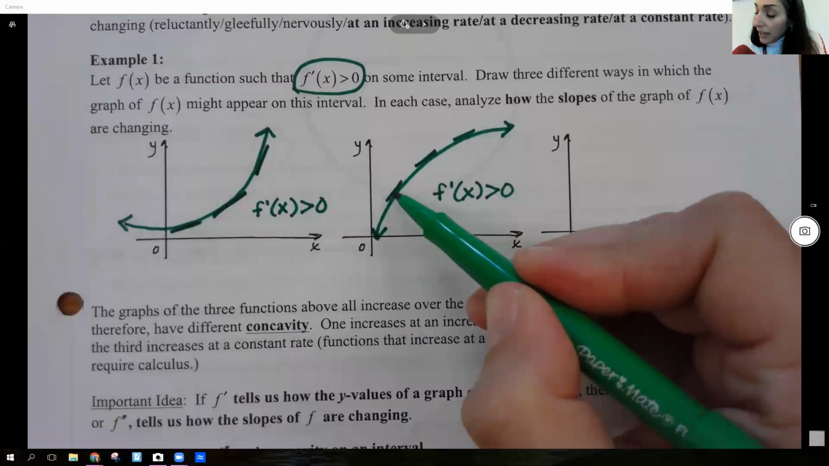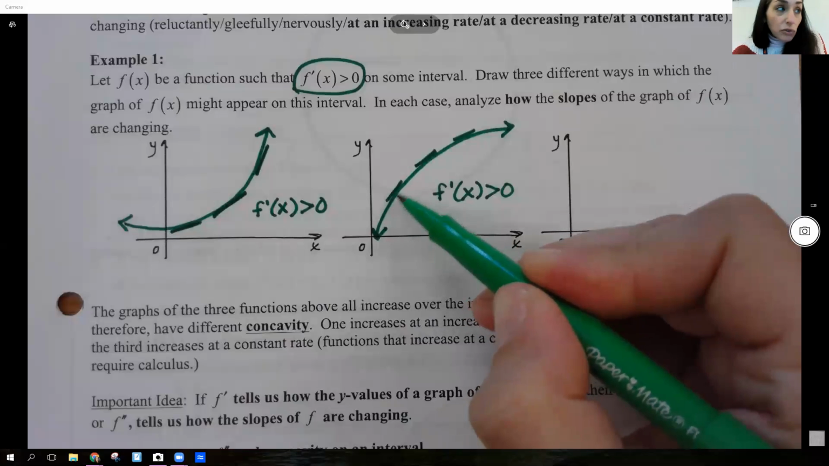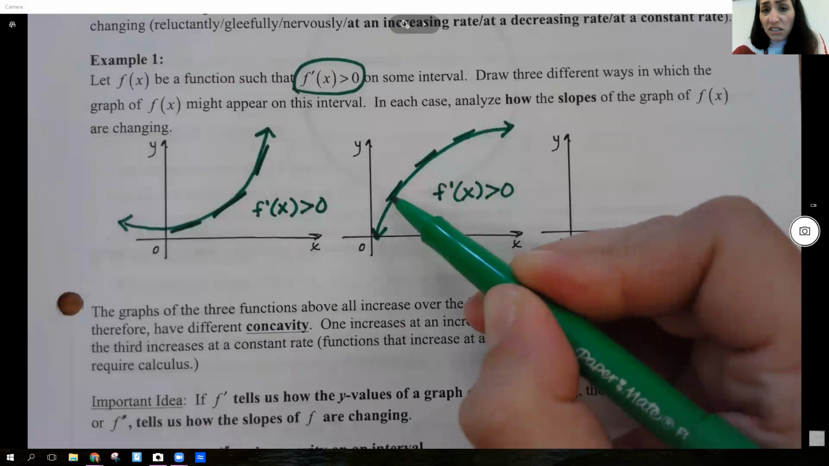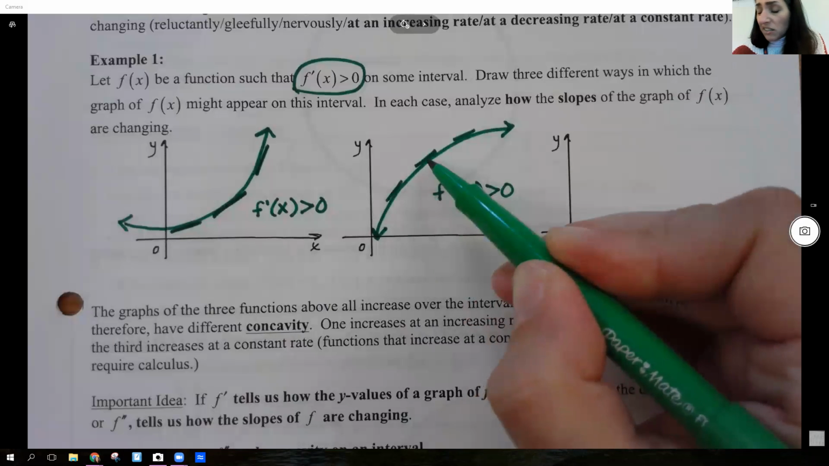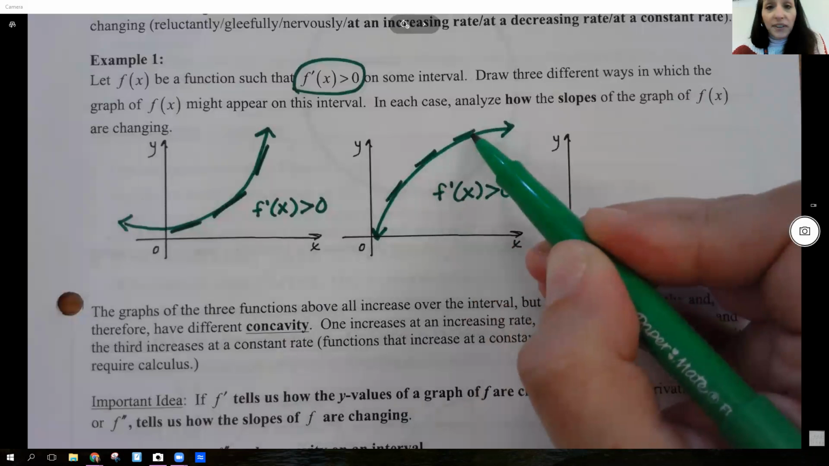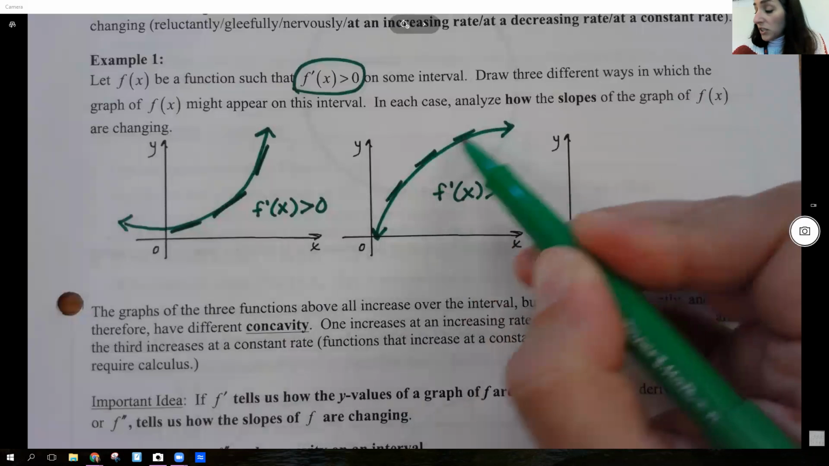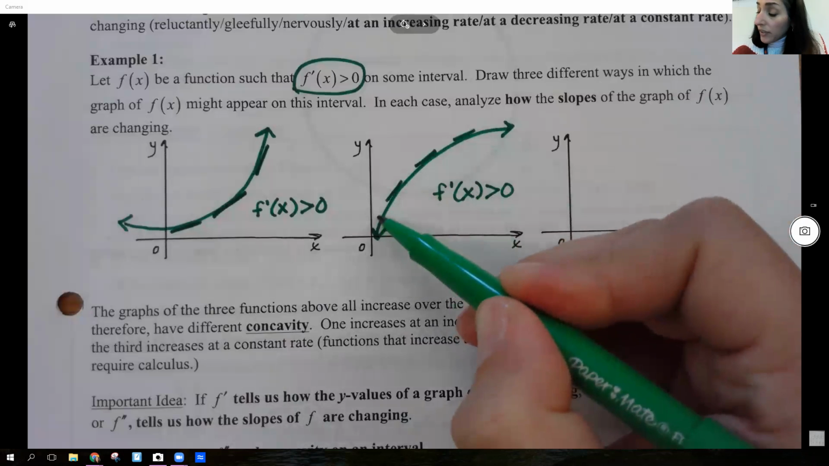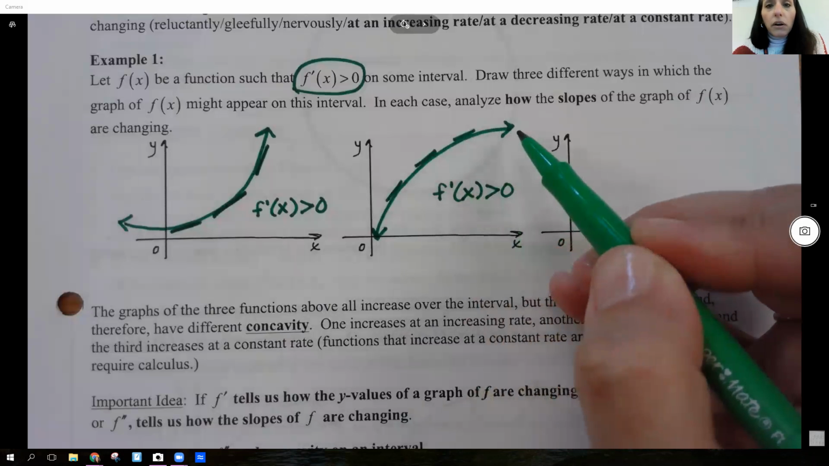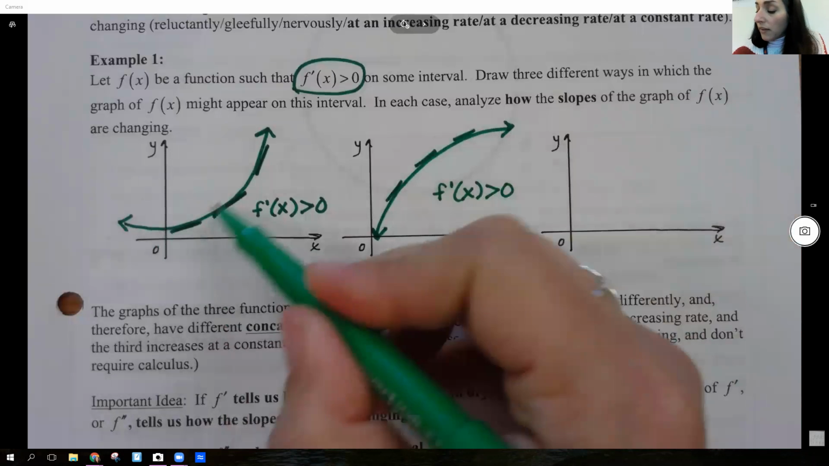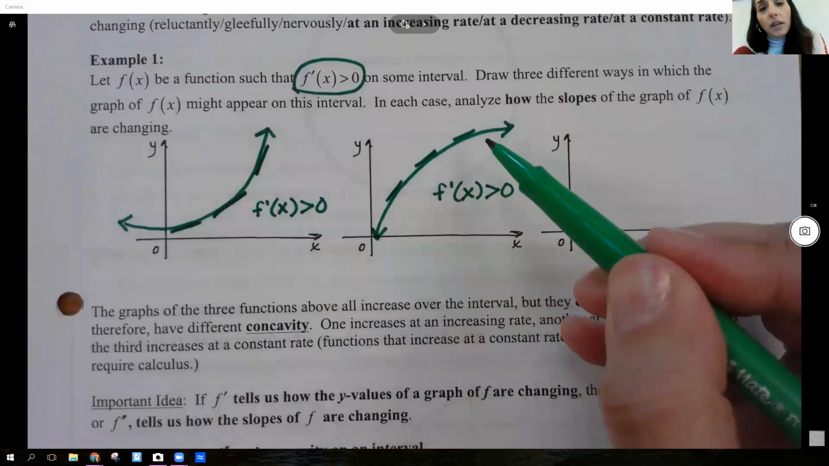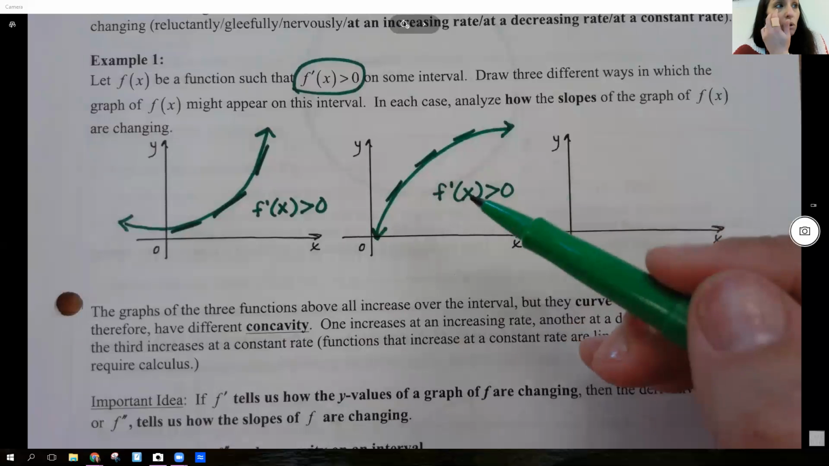This graph, now this little tangent line right here is still positive. This one's still positive, but not quite as positive as that one, right? It's not as dramatic. This one definitely not as much as these two. So this graph is also increasing, but it's increasing at a slower rate. So concave up increases rapidly. Concave down increases at a slower rate.